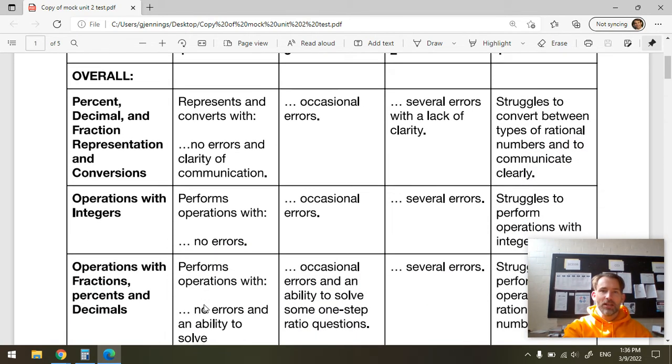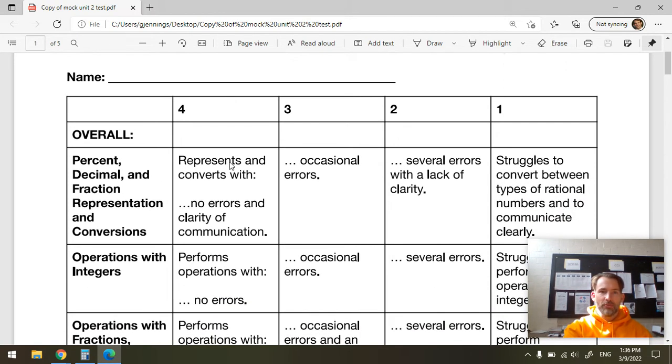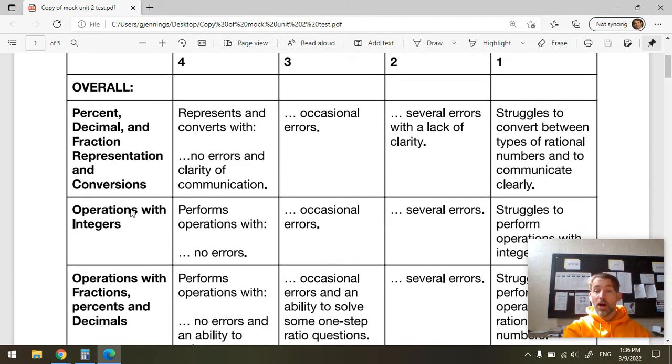Okay, so the first thing to take a look at is the rubric. Level 4 means you're doing things with very few errors or no errors and lots of clarity of communication, particularly when you're representing things as percents, decimals, and fractions, and you know how to convert between those three things. That's one skill that we're going to measure. Operations with integers. Operations mean add, subtract, multiply, divide. Okay, can you do that with integers with no errors, occasional errors, etc., etc.?